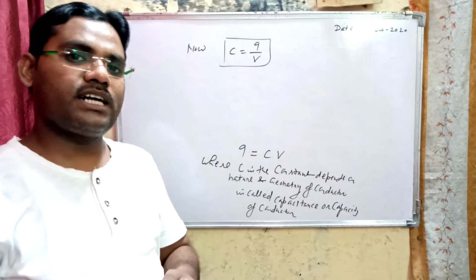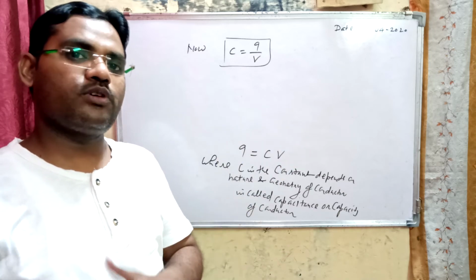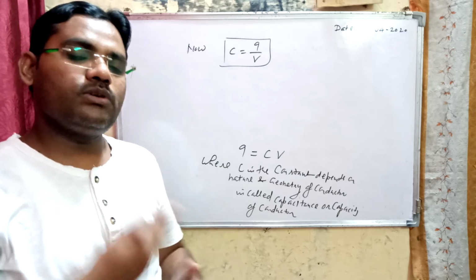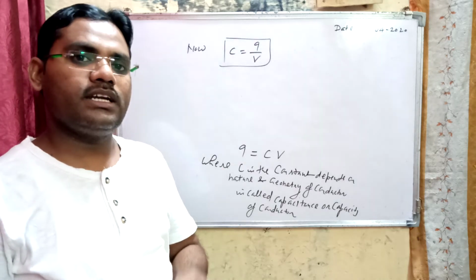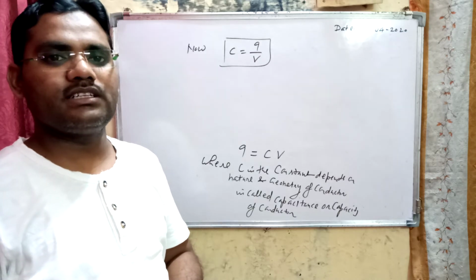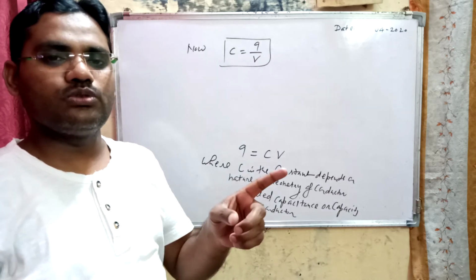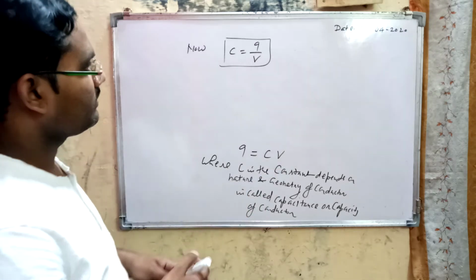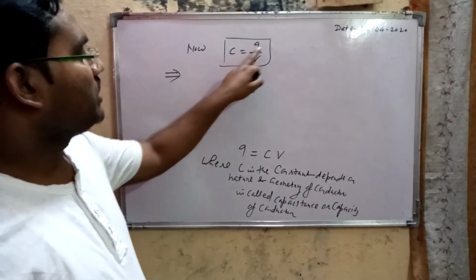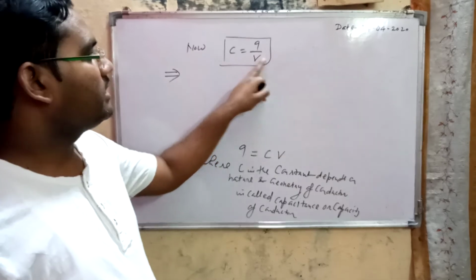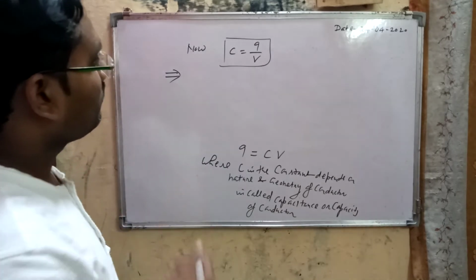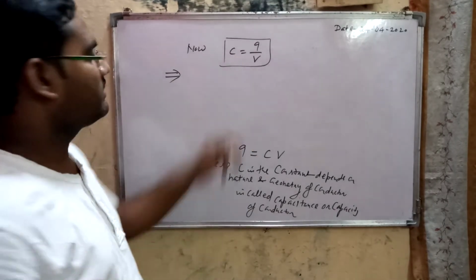If there is initially a charge Q naught and the corresponding potential is V naught, and if we give a charge dq and the corresponding increase in potential is dV, then the capacitance of the conductor is defined as the ratio of dq to dV. Charge is a scalar quantity, potential is a scalar quantity, and capacitance is also a scalar quantity. What is the SI unit of capacitance?